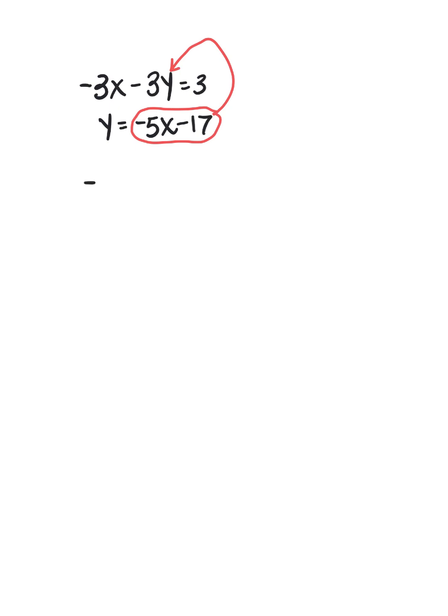So I'm going to rewrite that first equation, negative 3x minus 3y, but instead of y, I'm going to put in the expression negative 5x minus 17. And then I finish writing the equation. So you'll notice the first equation is the same as what I just wrote. The only difference is I exchanged the y.